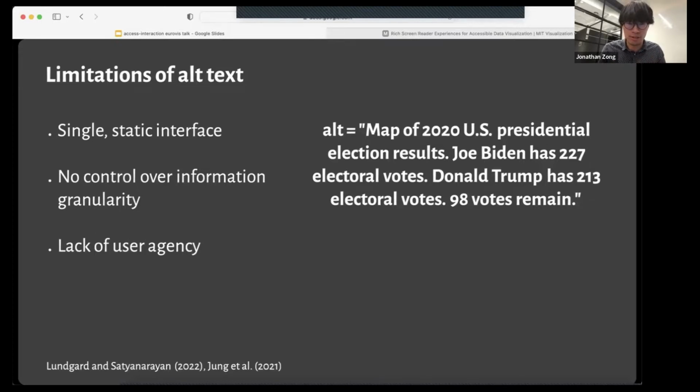And finally, there's a lack of user agency. If all that's provided on the website is this alt text, it's hard to read this and then ask new questions about the data, right? Or come up with your own questions. You can only really answer the question that the person writing the alt text had in mind initially as the high level summary.